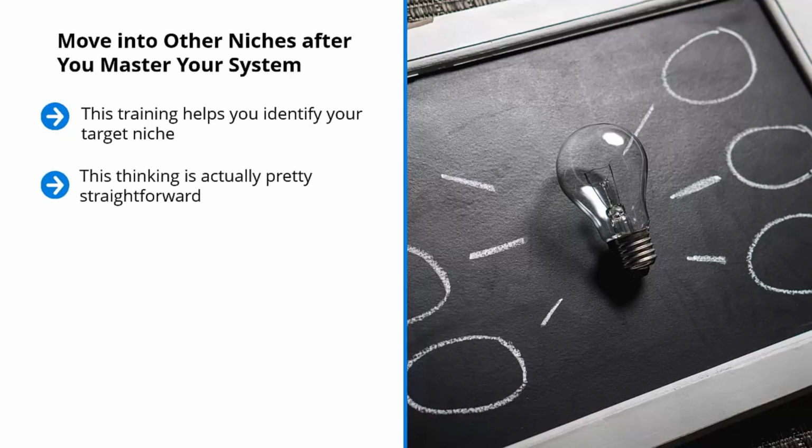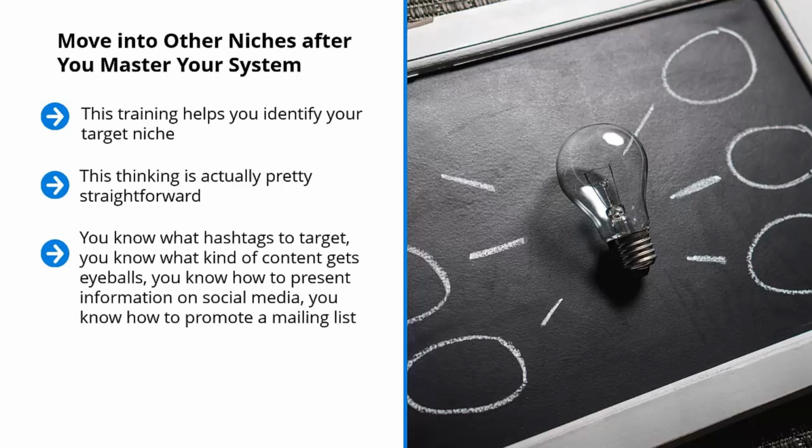This thinking is actually pretty straightforward. If you have already mastered your niche to the point that you're making automatic income month after month, then you can apply the same system to other niches that are closely related to the one you're in. This is how you scale up your business. Instead of just one stream of cash, you build many different streams of cash based on the system that you mastered.